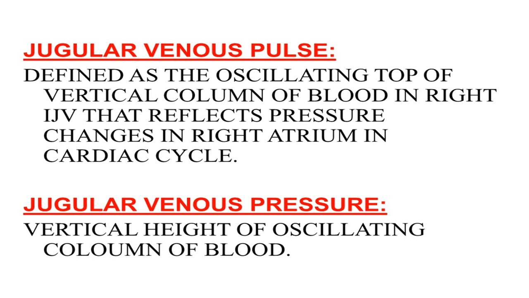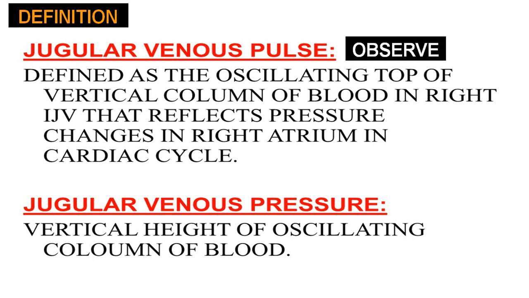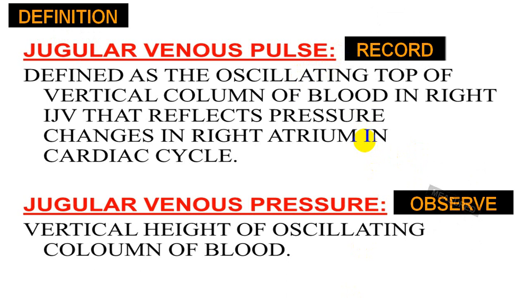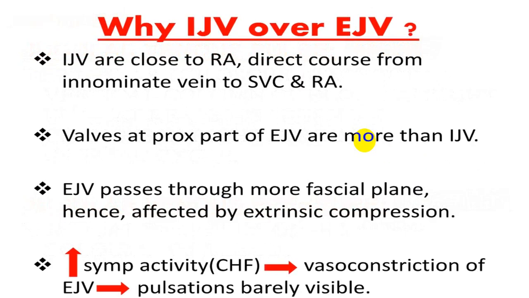while the oscillating top of the vertical column in the right internal jugular vein produces a pulse wave in the jugular vein, that we call the jugular venous pulse. So, jugular venous pulse is by observation, and then you can record it. Pressure is also by observation. You can measure it and you can also record it.